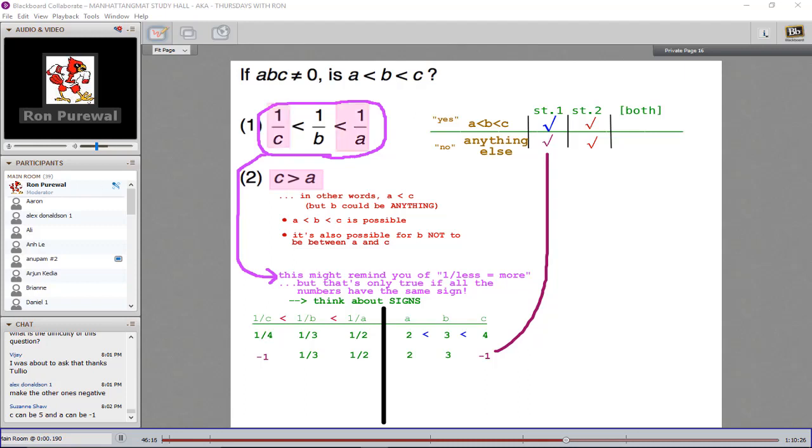And don't worry about B right now. If we're combining the statements, those things have to be true at the same time about C and A. And we know that 1/C is less than 1/A, and we know that C is greater than A. What does that mean? You may tell me.